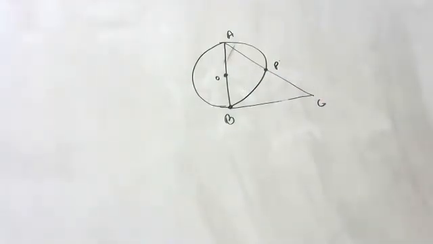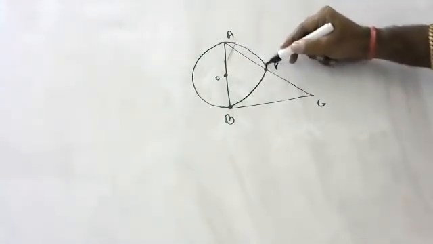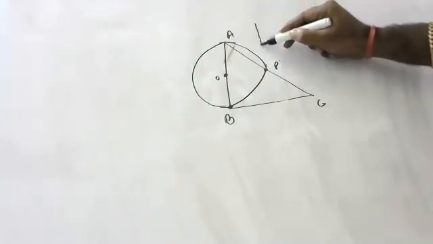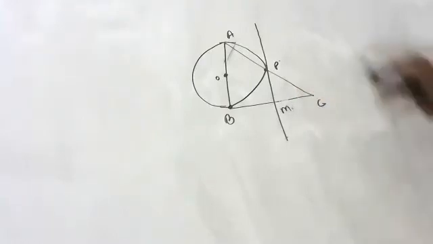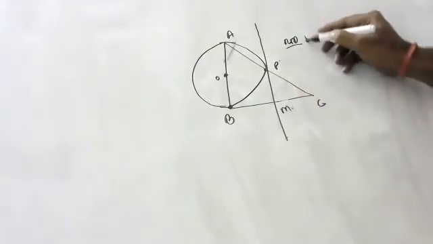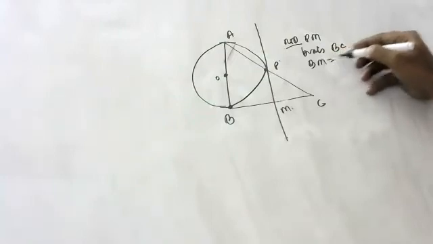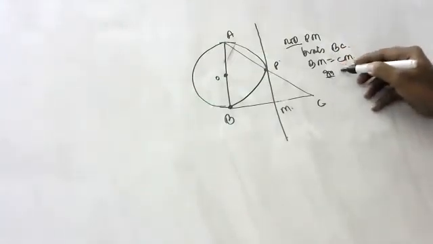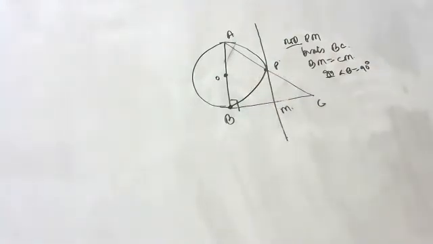The question: a circle with side AB as diameter is drawn to intersect the hypotenuse AC in P. Prove that the tangent to the circle at P bisects BC. Now if I draw a tangent here, children, PM. What is required to prove is that PM bisects BC, which means we have to prove that BM is equal to CM. Given that angle B is 90 degrees.